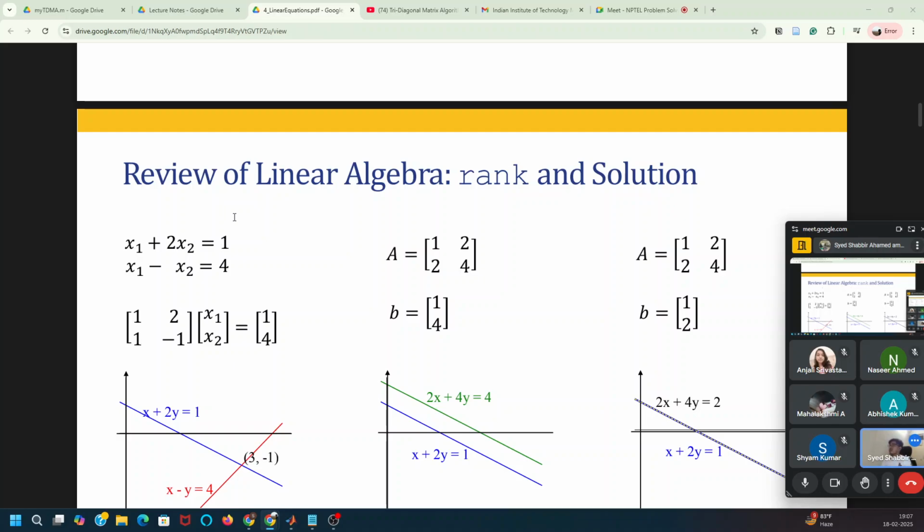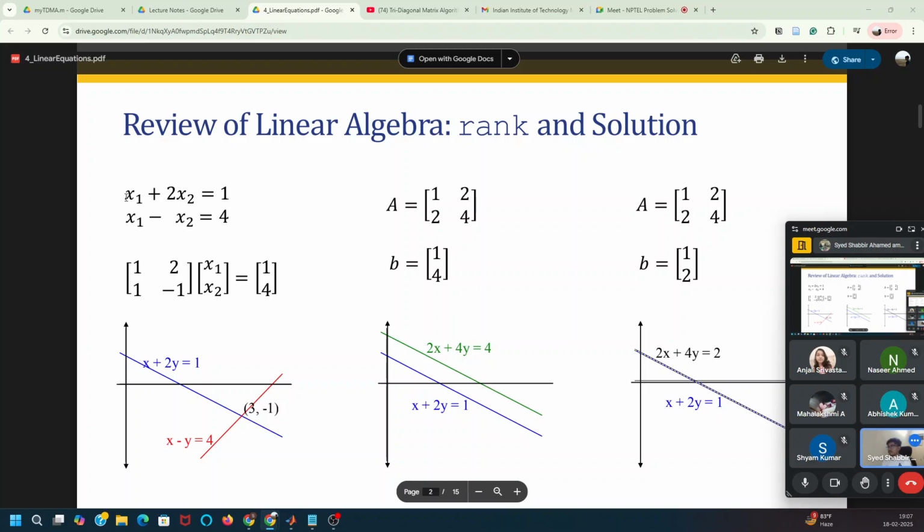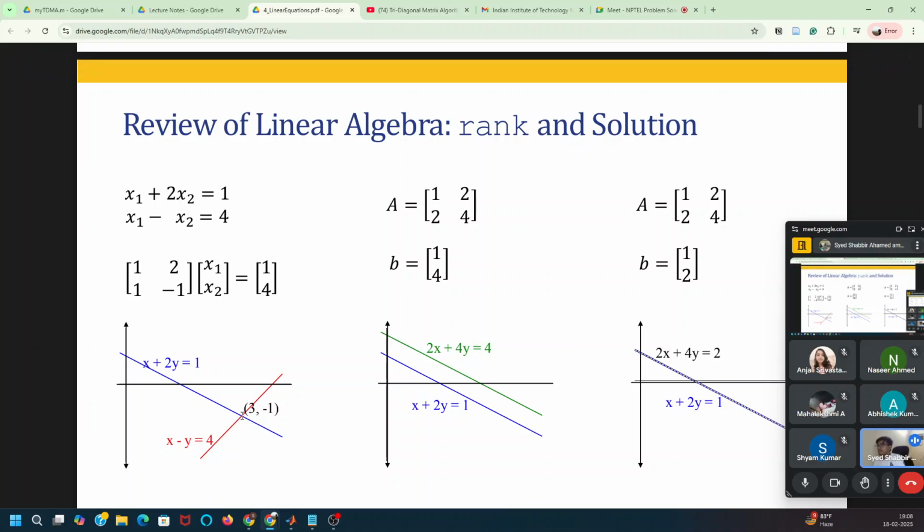These are some examples. If you have a system of two linear equations, then you can plot it like this in MATLAB. Basically you have two lines. If you have a two cross two system, each equation represents a line in a Cartesian coordinate system. If you plot these two lines and they intersect at some point, it means the system of linear equations has a solution.